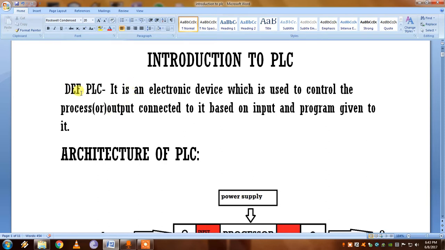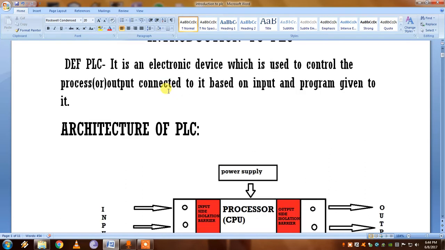The definition of PLC: it is an electronic device which is used to control the output connected to it based on input and the program given to it. Like an electronic device, it can process the output with the help of input and the program. So this is the basic definition given to a PLC. Let's see the architecture now.